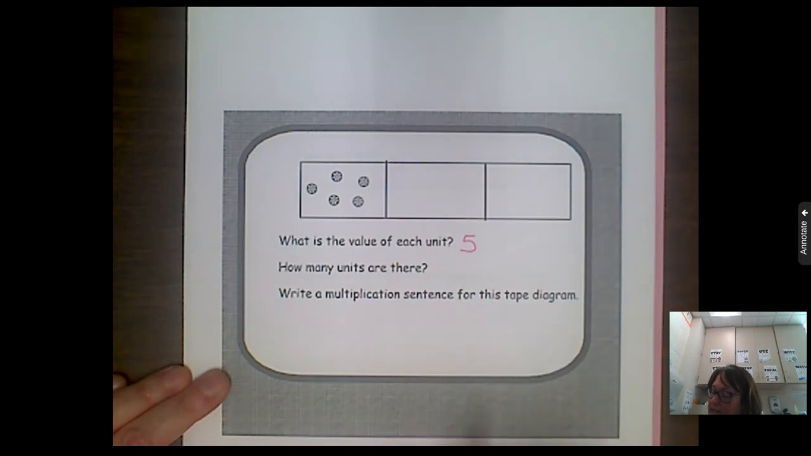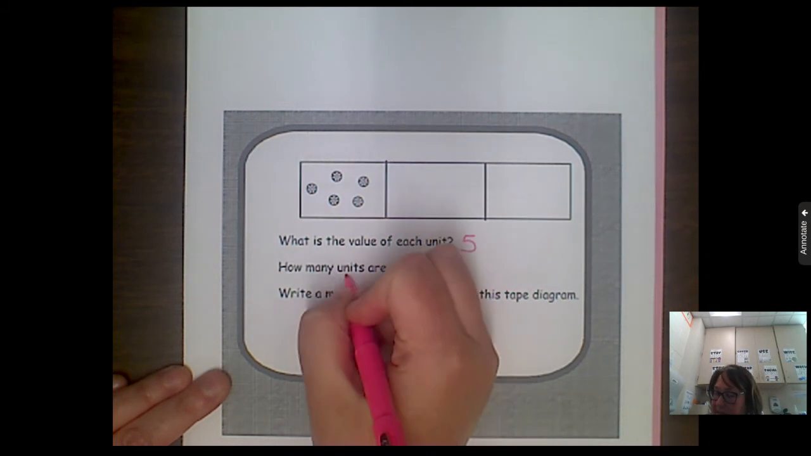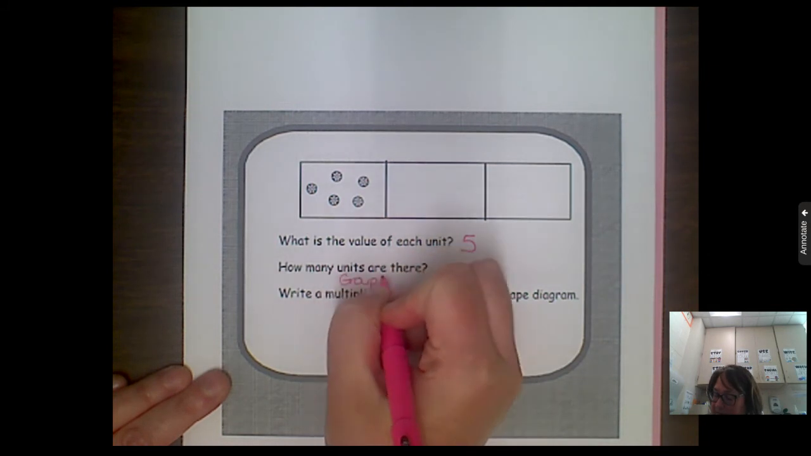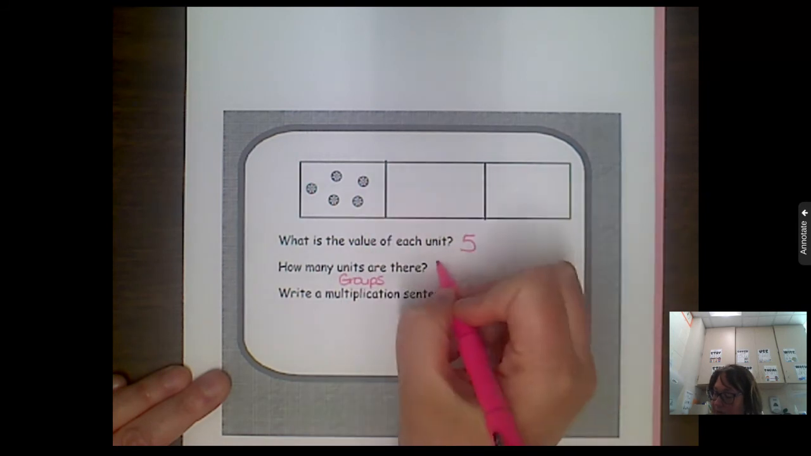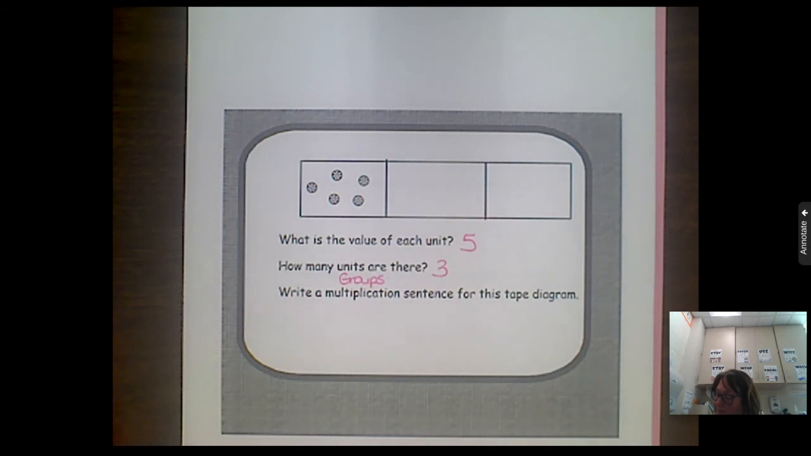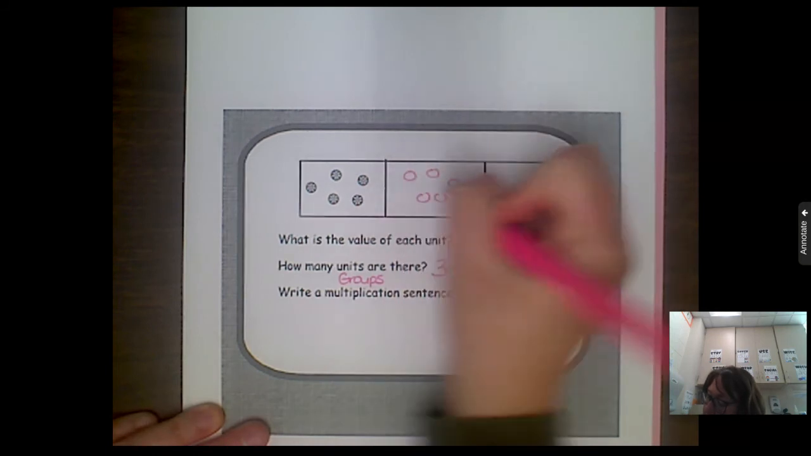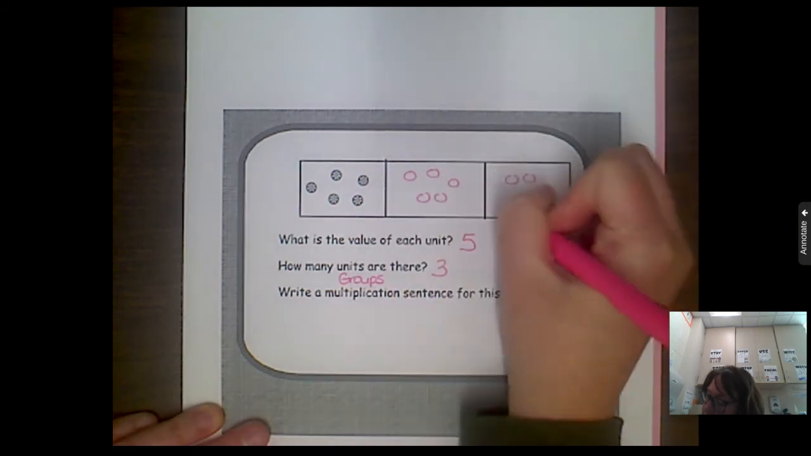And then it says how many units are there? So that just means how many groups are there? And there are 1, 2, 3 groups. And we need to finish filling out the size of the group here. So I'll put 5 more in each group. 1, 2, 3, 4, 5. 1, 2, 3, 4, 5.